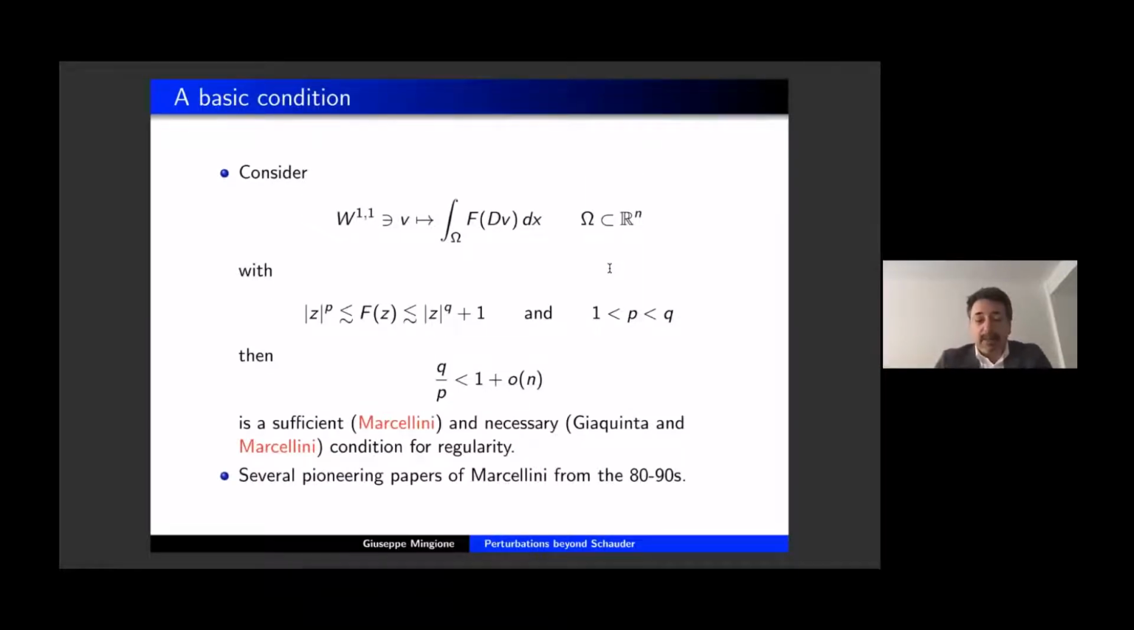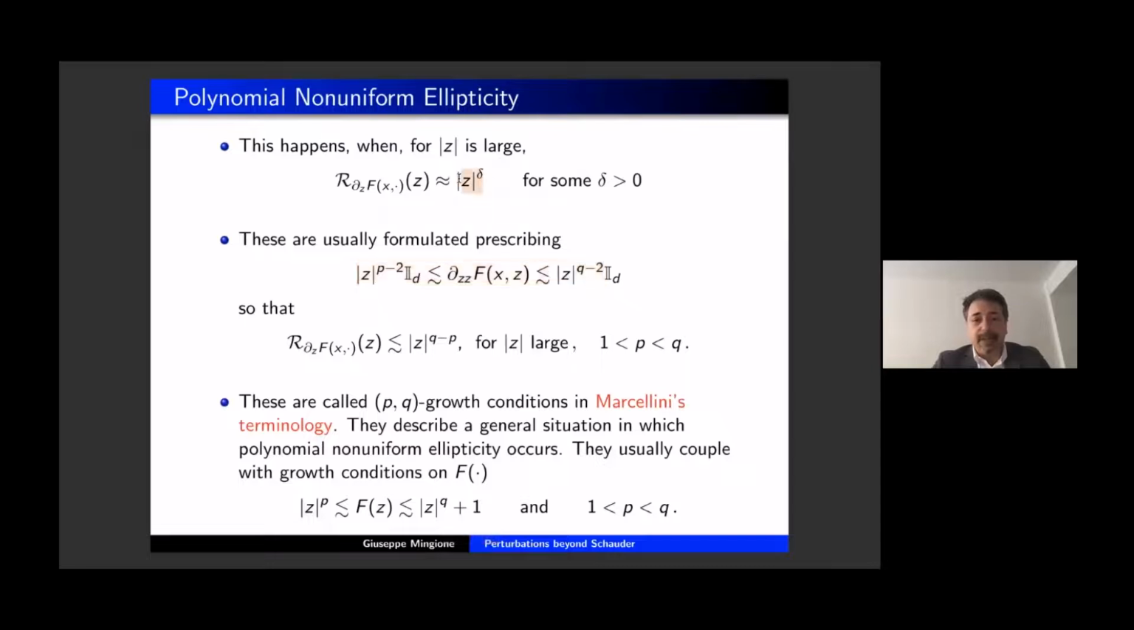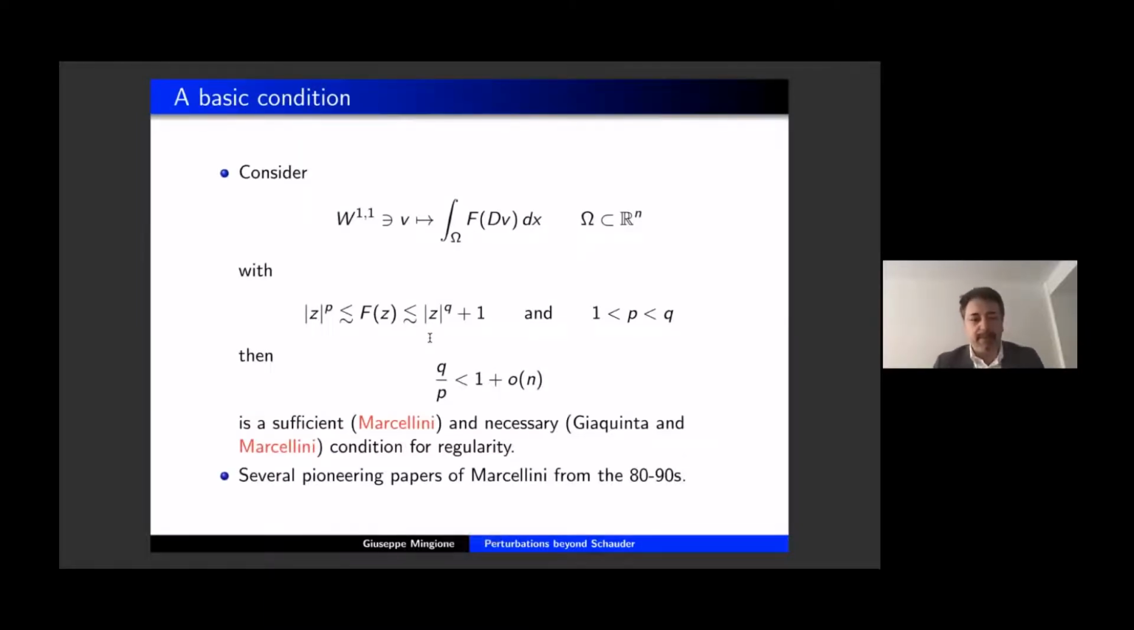As I told you, this assumption prescribes that delta is not very large, and this means that q and p cannot be too far apart from each other. In fact, there are classical papers by Marcellini and counterexamples by Giaquinta and Marcellini that tell exactly that you get regularity of minimizers provided q over p, which is usually called the gap, is not too large compared to 1. It's 1 plus something that goes to 0 as n goes to plus infinity, typically like 1 over n, so q over p tends to be closer and closer to 1.